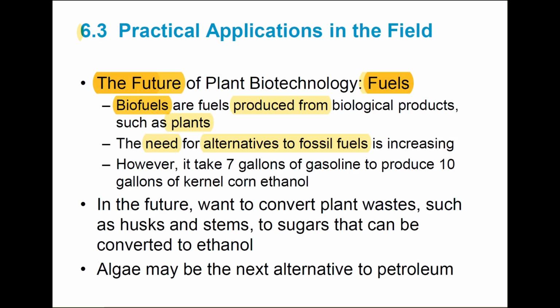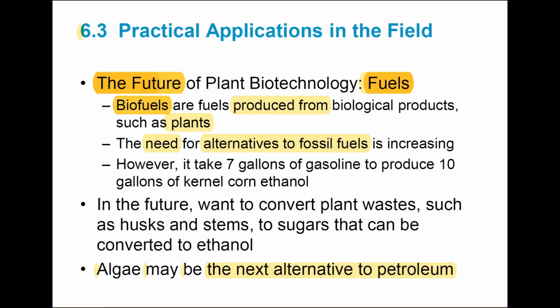So it looks like it's the thin end of the wedge. There's not much gain. So the amount of processing that's involved almost is equal to what you get out. I know it looks bad, but still there's a small gain. In the future, we want to convert plant waste such as husks, stems, and sugars to ethanol. Algae may be the next alternative to petroleum.